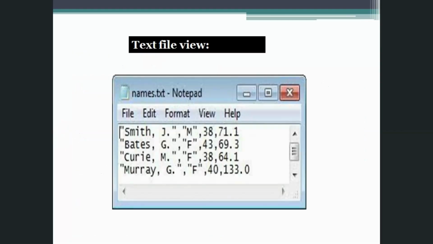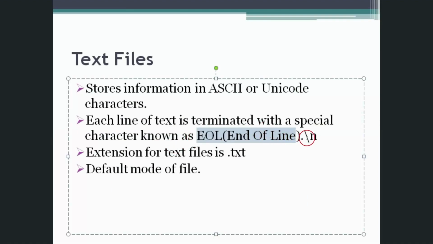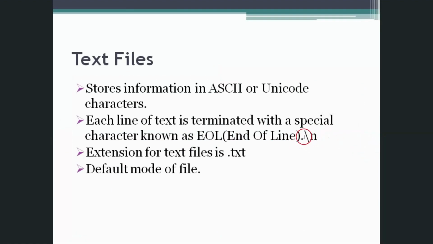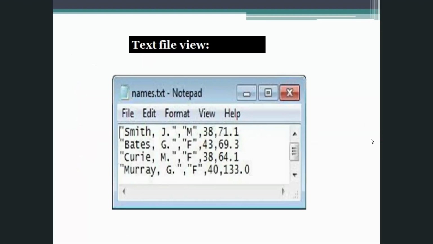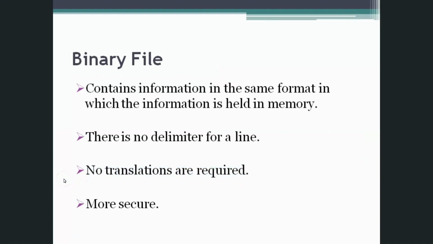In the previous slides I taught you that for text files we need to end each line with the end-of-line character, \n. The \n is a kind of delimiter. It represents that the next line should be written on the next line. But in the binary file this \n or any delimiter is not required, and no translation is required either. No translation means it is already in binary format, already converted into zeros and ones. So we don't need any translation here.